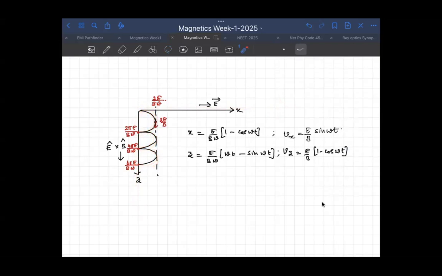In this cycloid path, this is the x coordinate, E by B (1 minus cos omega t). This is the z coordinate, E by B. Actually, I told you not to memorize this, I told you to remember the velocity terms. If this is the x coordinate, E by B sin omega t. If this is the z direction, it is E by B (1 minus cos omega t). What is the z direction? There is no z direction. Along the E cap direction, E by B sin omega t. Along the E bar cross B bar direction, E by B (1 minus cos omega t).